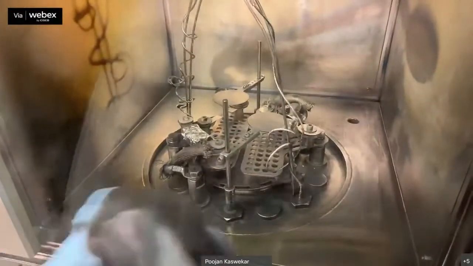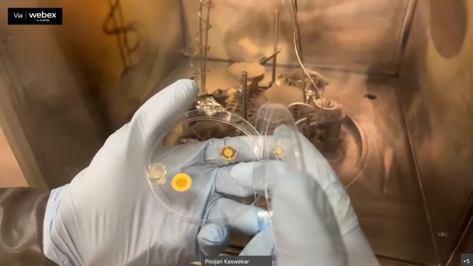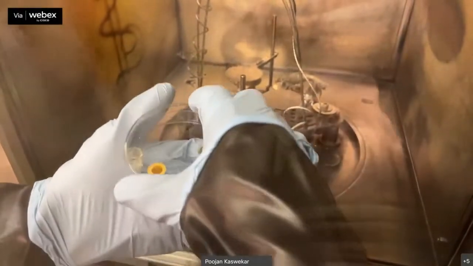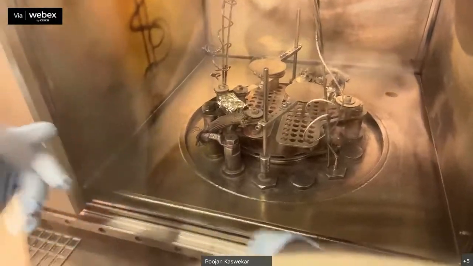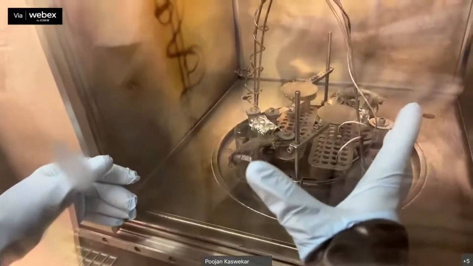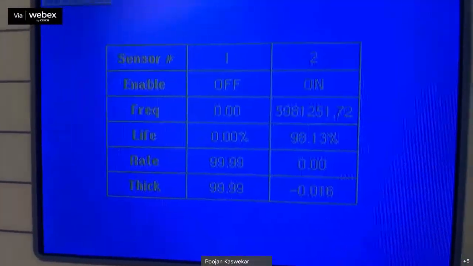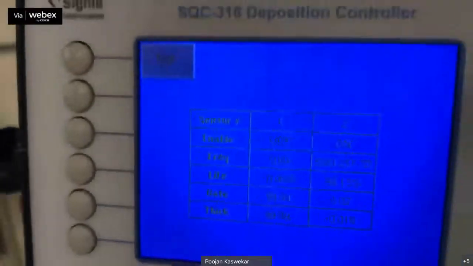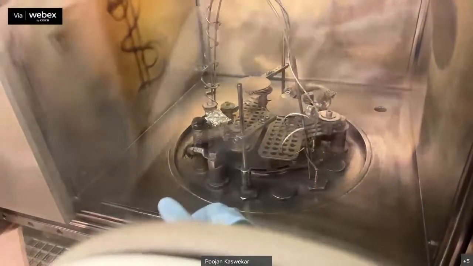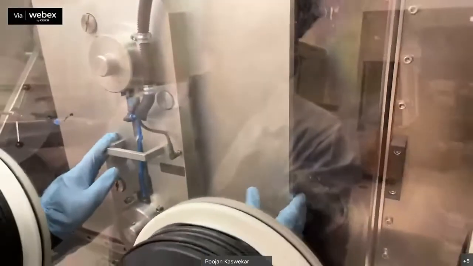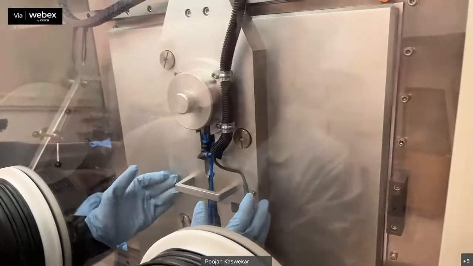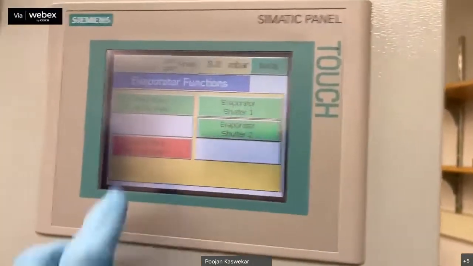This is the piezoelectric sensor we place in the system, with a 6 megahertz frequency. Depending on the health of the sensor, you will change it. Can you show the health? The life is now 98.13%. After maybe 5-6 depositions it will go below 90%, and then you want to change your sensor. Now we'll close the evaporator inner door, seal it and press the inner door.